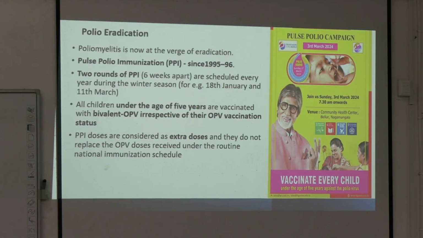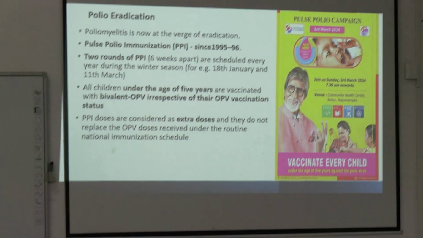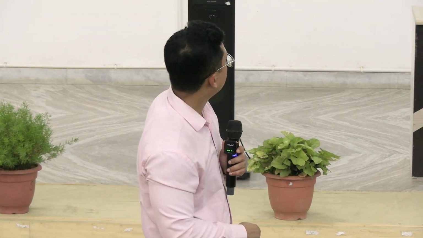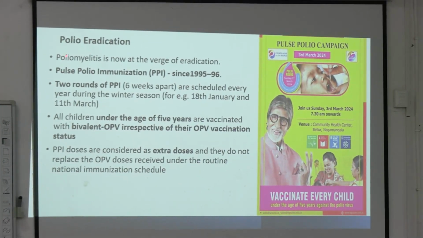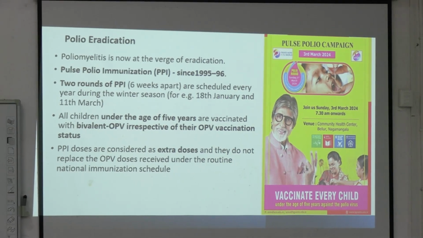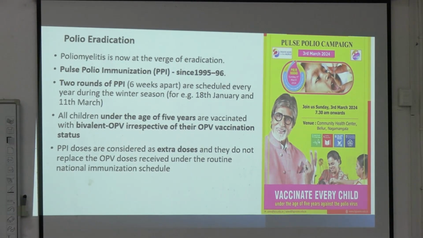Yes, polio eradication, that is very important. We have started pulse polio immunization, PPI, since 95 to 96. The Government of India launched a program called pulse polio. What does pulse mean? Not the pulse I'm talking about, pulse means addition. The national schedule is there, but in addition, all children under the age of 5 years would receive bivalent OPV irrespective of their vaccination status.